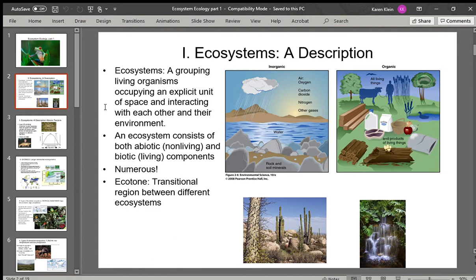Anyway, I digress. So your ecosystem could be your dog's ear, under a rock, or it can be the ocean as an ecosystem, or an entire continent. So needless to say, there are numerous, countless ecosystems. And we're just going to talk about the major ecosystems here.